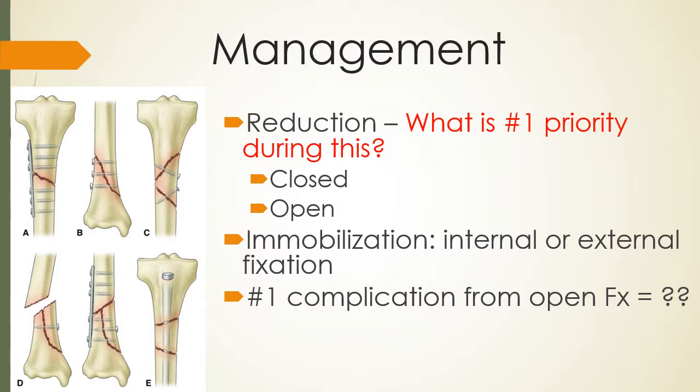Then we are going to immobilize the fracture. So we are going to immobilize it with either internal or external fixation if it's been an open reduction. Internal fixation is what you see in this picture here, right? Rods and screws. External fixation is what we're going to see coming up. The number one complication from an open fracture is, of course, infection.